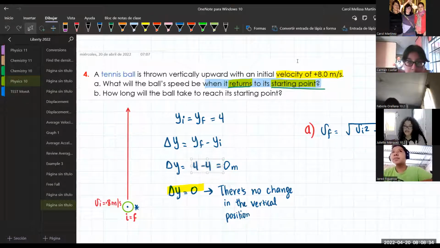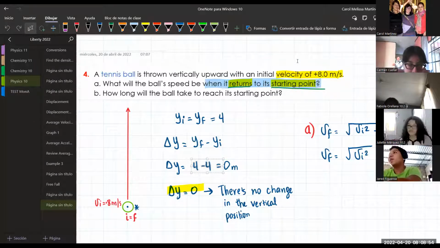And if delta y is 0, that means that all this second term is going to be 0. Okay? So in other words, the final velocity is going to be equal to the square root of the initial velocity to the second power. Okay? So you can see that it's even simpler than you were expecting.